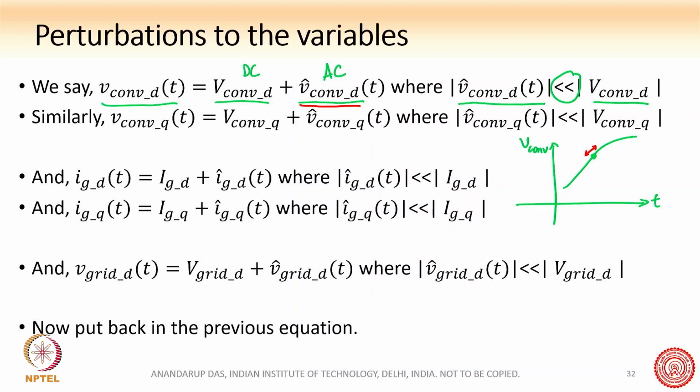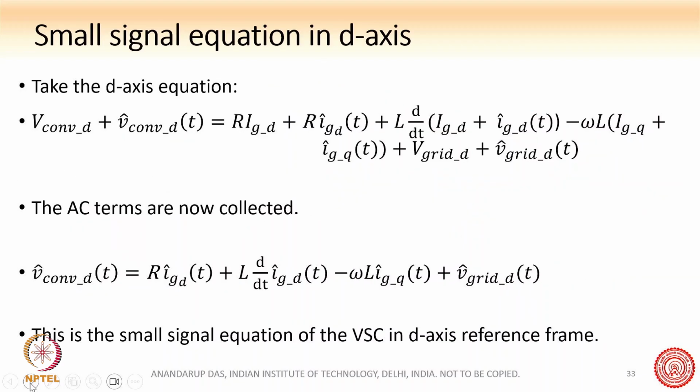So we give this to all the variables, and we will then find out the transfer functions. So we do this exercise for Vcon_q, and we do the exercise for Ig_d and Ig_q, where these conditions will all be satisfied. We also do the same thing for the grid voltage, Vgrid. Now let us put this back into the previous equation and see what happens.